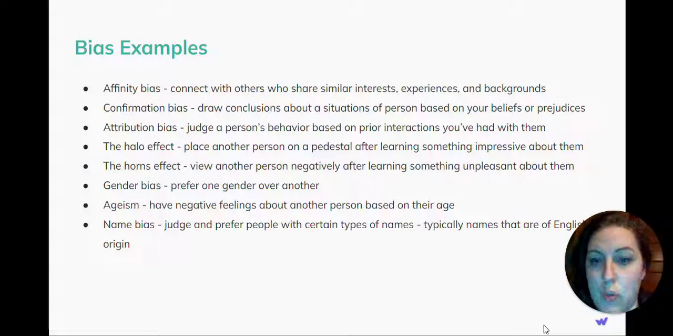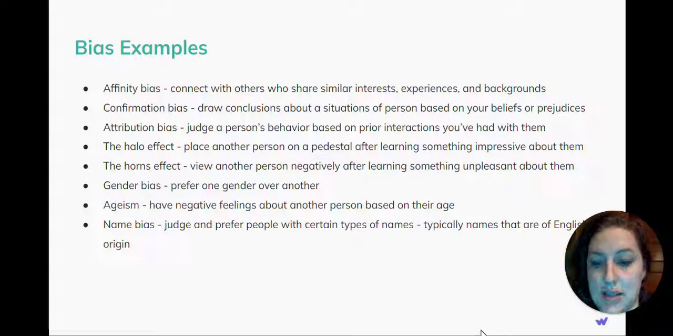Affinity bias, where we connect with others who share similar interests, experiences, and backgrounds. Confirmation bias, where we draw conclusions about situations or a person based on our beliefs and prejudices. Attribution bias, where you judge a person's behavior based on prior interactions you've had with them. The halo effect, where you place another person on a pedestal after learning something impressive about them. Or alternatively, the horns effect, where you view another person negatively after learning something unpleasant about them.